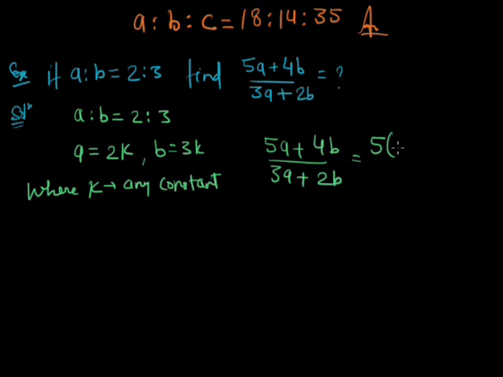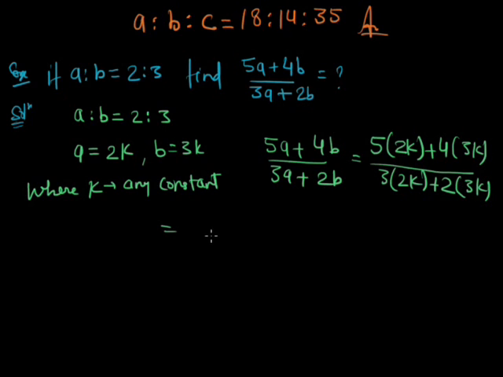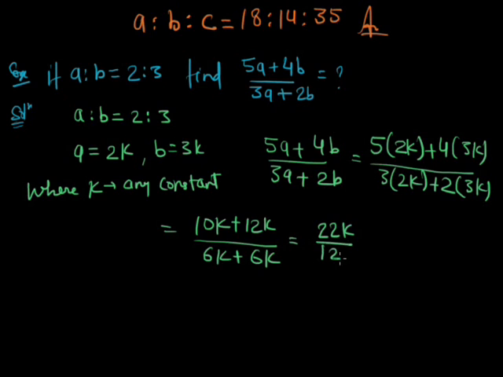5A, A is 2K plus 4, B is 3K. 3A means 2K plus 2B, B is 3K. 5 into 2, 10, 10K plus 12K upon 3 into 2, 6K plus 3 into 2, 6K. It is 22K upon 12K. We can cancel K to K. It is 11 by 6.